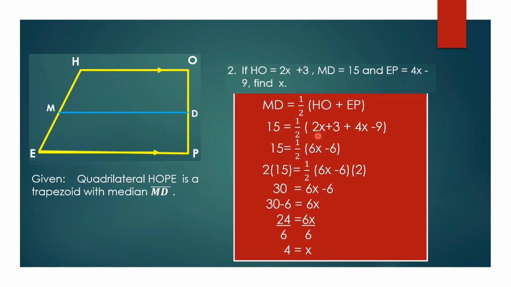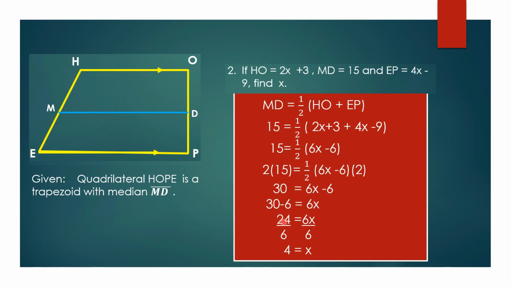Then combine 2x plus 3 and 4x minus 9. The result is 6x minus 6. So we have the equation 15 is equal to 1/2 times the quantity 6x minus 6. Multiply both sides by 2. Then 2 times 15 is 30, and 1/2 times the quantity 6x minus 6 times 2 is 6x minus 6.